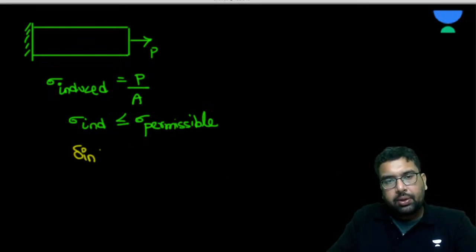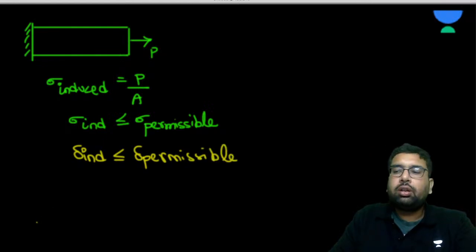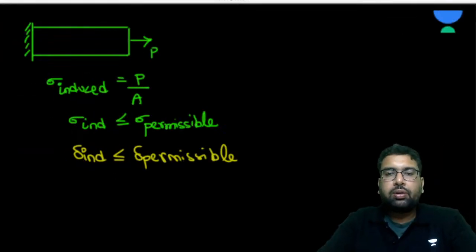Now delta induced is going to be less than delta permissible. Because two terms are very important: one is the elongation and the other is the stress. Right? Now let us try one question to understand this concept completely. See, reading the equation is very important. Let's try this one. Very interesting question.